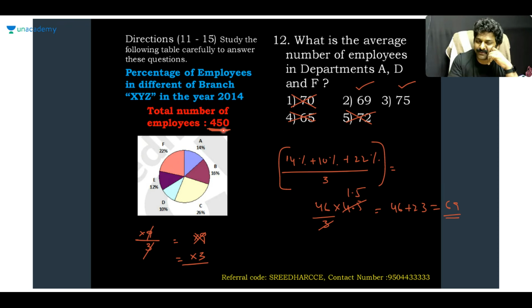100% is 450. 10% is 45. 1% is 4.5. Your total value is equal to 46% by 3. 46% in the sense 46 into 1%. 46 into 4.5. That's what. Why 5 multiple need not to be.